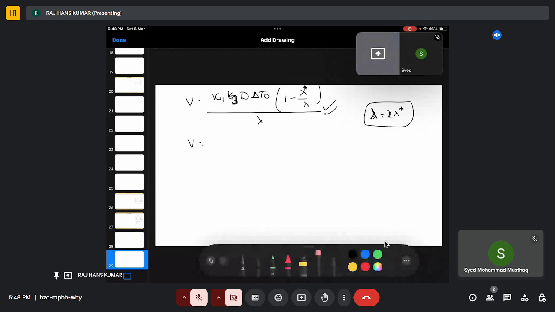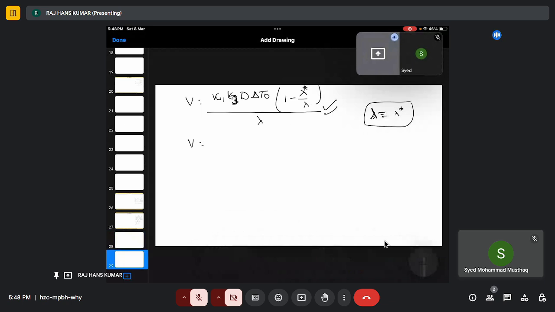Right. When lambda equals to 2 lambda star, then this can be written as K2, or K for anything as we wish. So V will be equals to K2 D delta T naught divided by 2 lambda star. Right. This is my max velocity.